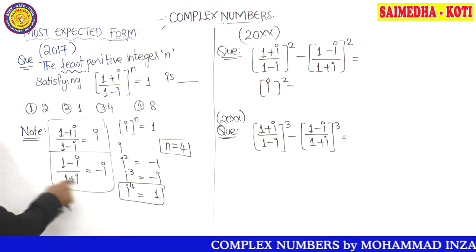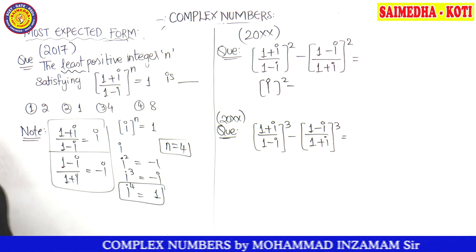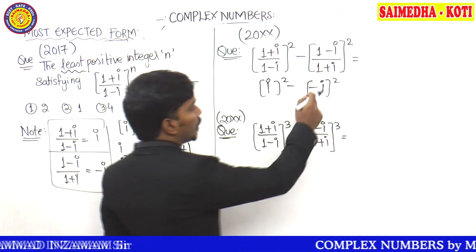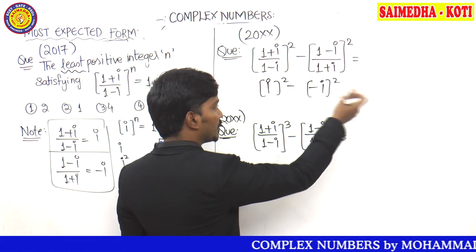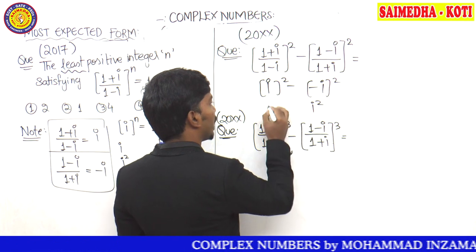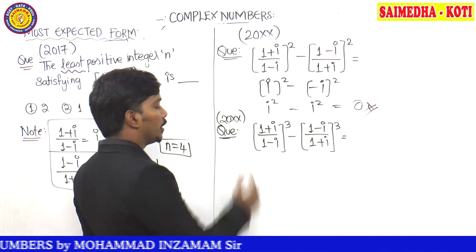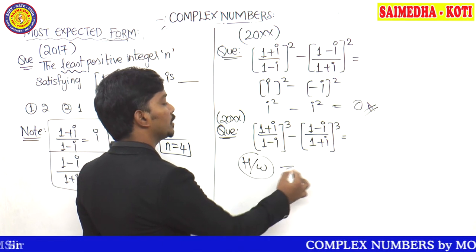What is the value for 1 minus i by 1 plus i? 1 minus i by 1 plus i is what? Minus i whole square. We know that minus i whole to an even power always becomes positive, so it's going to become i square. It is also i square. i square minus i square, answer is what? 0. Try this problem as a homework problem, try to solve it.